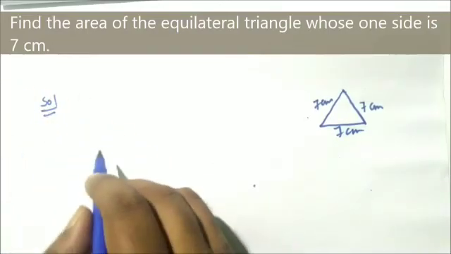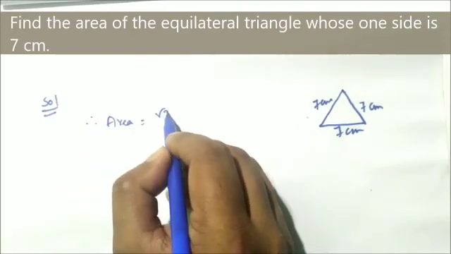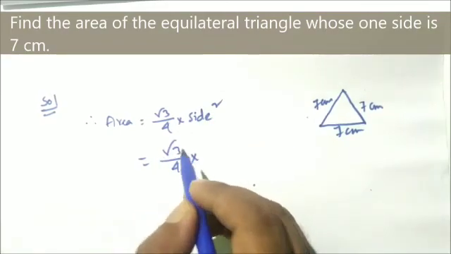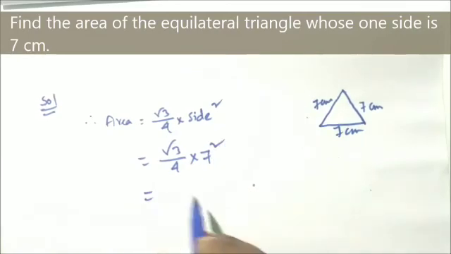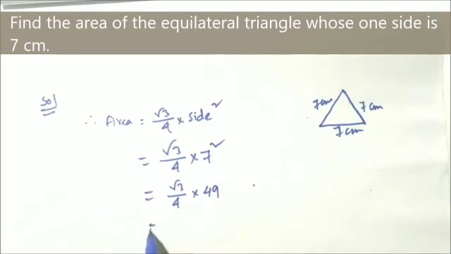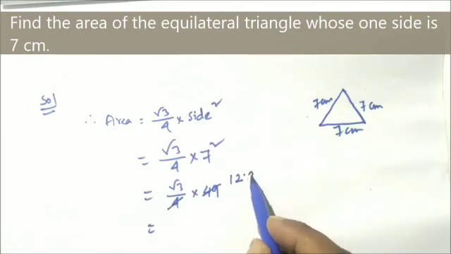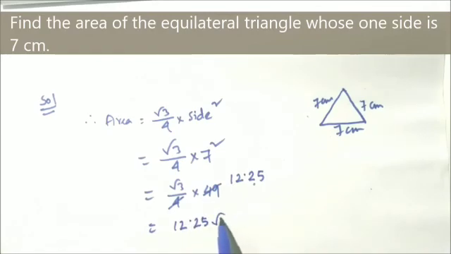Recently we have discussed. So therefore area is root 3 by 4 into side square. Root 3 by 4, side is already given, 7 square. Yes or no? So root 3 by 4 into 49. Now how will we handle this? No problem, 49 root 3 by 4. Now you can divide 49 by 4, 4 12s are 48, 1 will be carried, so it will become 10. So 4 2s are 8, 20, 4 5s are 20, right? 12.25. That means the answer is 12.25 root 3 cm square, right?